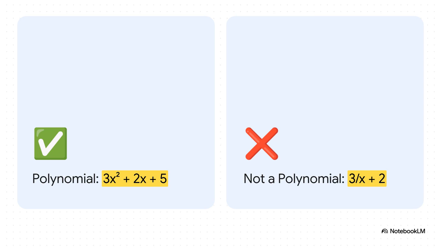This slide shows it perfectly. Look at the left side. You've got 3x squared plus 2x plus 5. That's a classic polynomial, all good. But on the right, the second you see that 3 divided by x, it's out. That division by a variable is a total deal breaker.